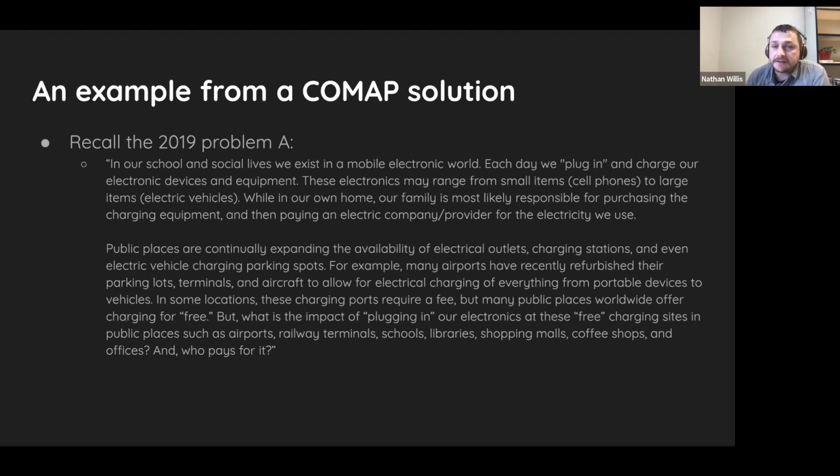Right. This last part here is just an example of one of the COMAP solutions that actually did a sensitivity analysis on one of these problems. So I'll read this problem. Right. This is from a COMAP, I think high MCM problem about free charging for different things in our society.